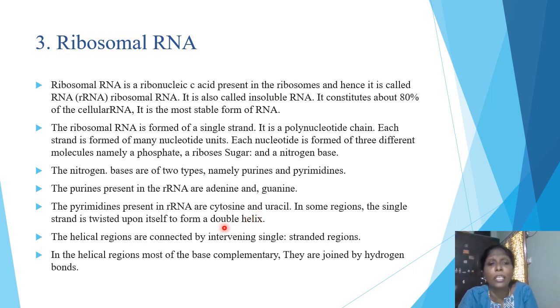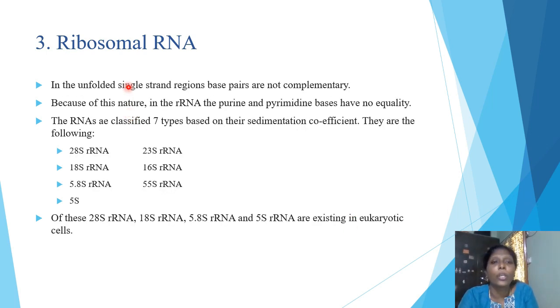In some regions, the single strand is twisted upon itself to form a double helix. The helical regions are connected by single stranded regions. In the helical region, most of the bases are complementary and joined by hydrogen bonds. We already know that adenine and uracil, and guanine and cytosine, are joined by hydrogen bonds. In the unfolded single strand region, base pairs are not complementary. Because of this nature, in RNA the purine and pyrimidine bases have no equality.